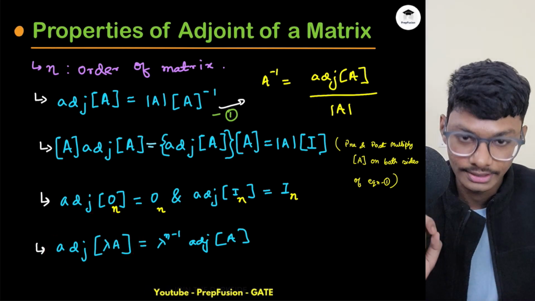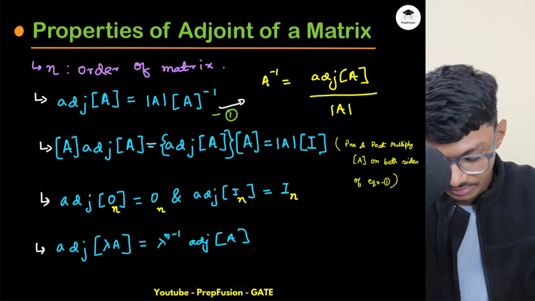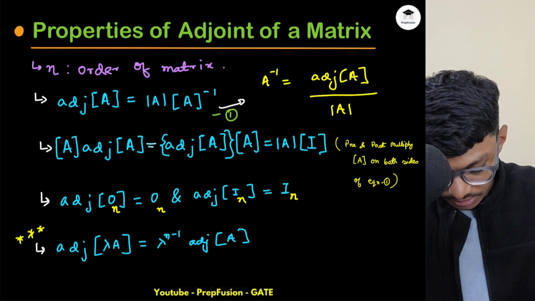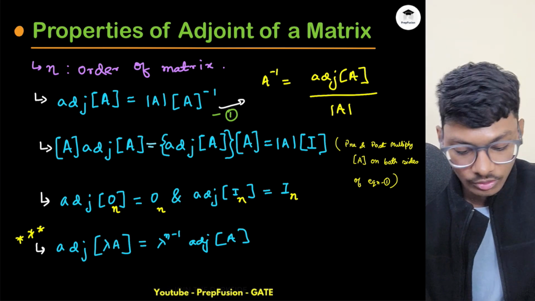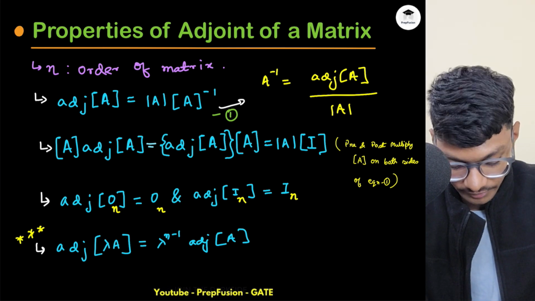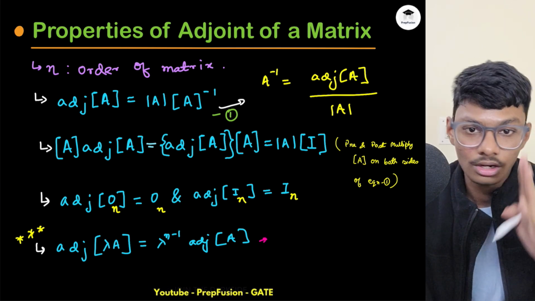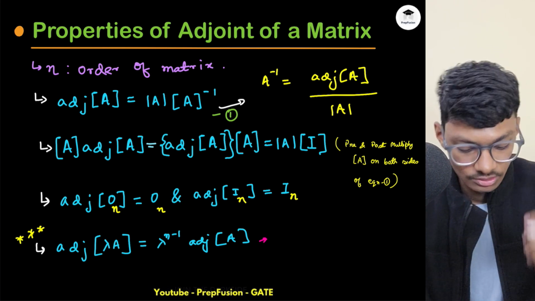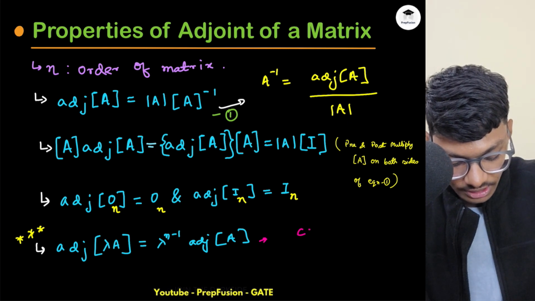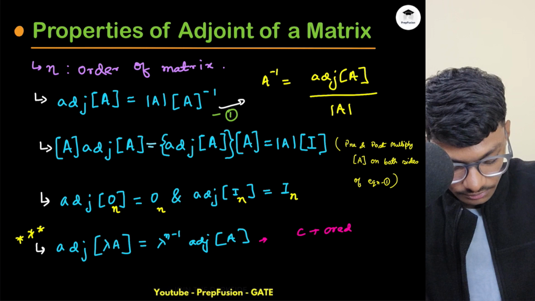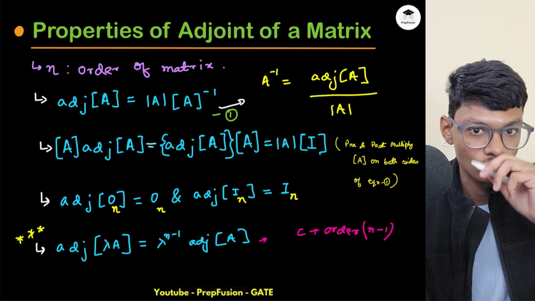And adjoint of lambda A is lambda to the power n minus 1 into adjoint of A. How does this come up? This is a very, very important property. You have to remember this. I obviously don't have time to prove this, but you can understand it intuitively. What is adjoint of A? Adjoint of A is basically the cofactor matrix, transposed. In a cofactor matrix, we get a determinant of order n minus 1, because we eliminate that row and that particular column.